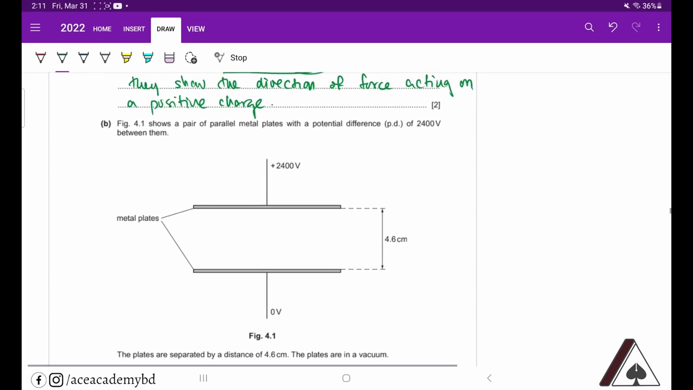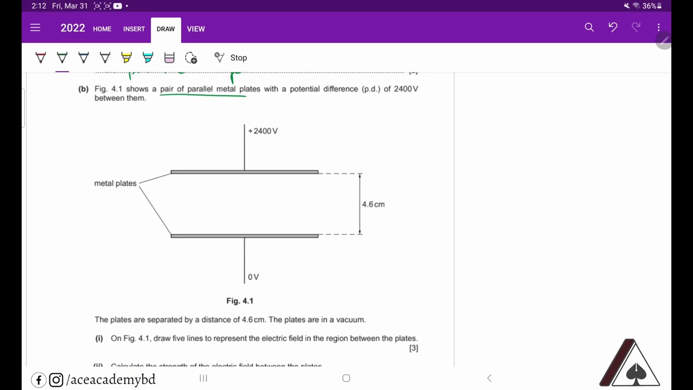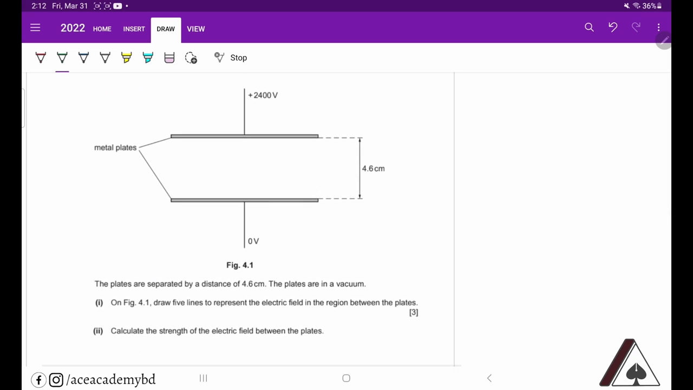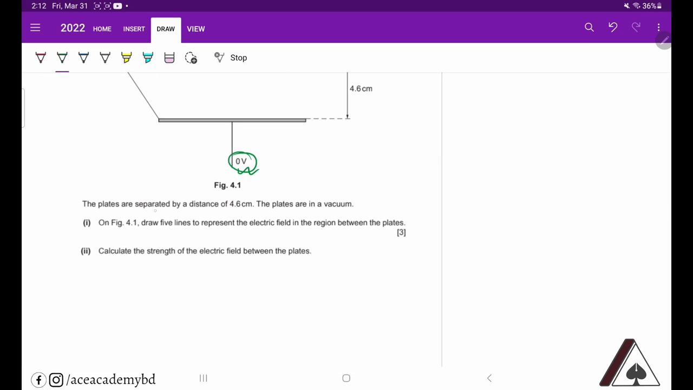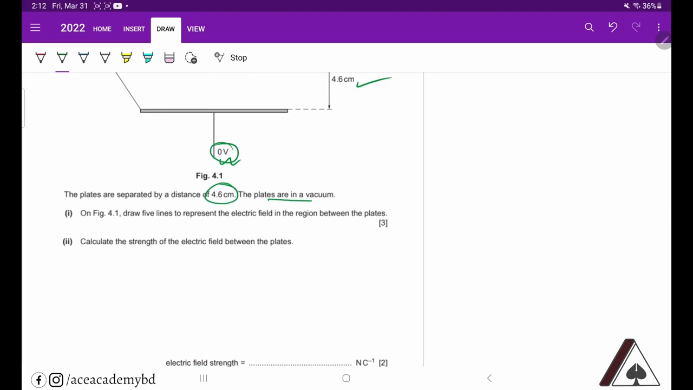Okay. Next, part B. It says figure 4.1 shows a pair of parallel metal plates with a potential difference of 2400 volts between them. So this is the potential difference, 2400 volts here and 0 volts here. The plates are separated by a distance of 4.6 centimeters. Over here, you can see 4.6 centimeters. And the plates are rectangular.